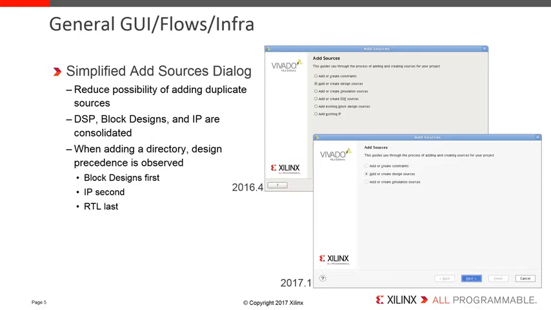Additional changes to the GUI include that the Add Sources dialog box has been simplified to reduce the possibility of adding duplicate design sources to your project. We've consolidated DSP, block designs, and IP into Add or Create design sources. When you add a directory, any design sources that are consumed by the block design are added first, followed by any additional IP along with their contained design sources, and finally RTL sources. This should ensure that IP contained in block designs is not added to the project twice.